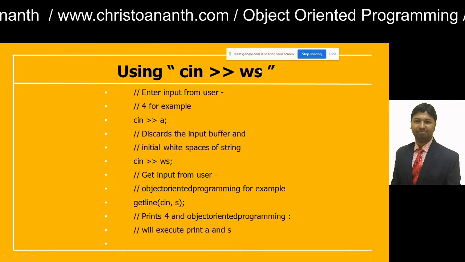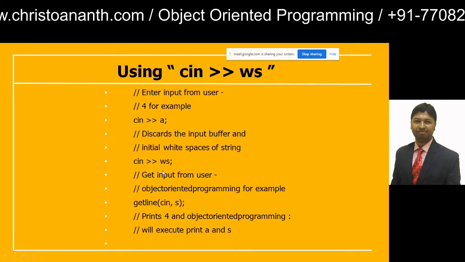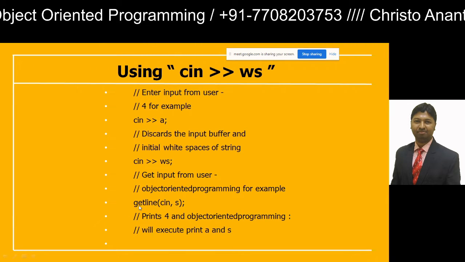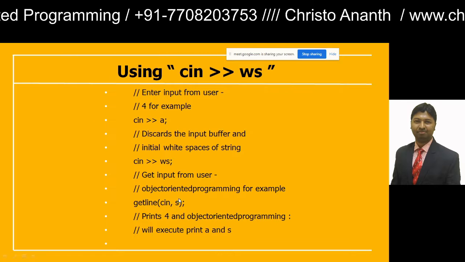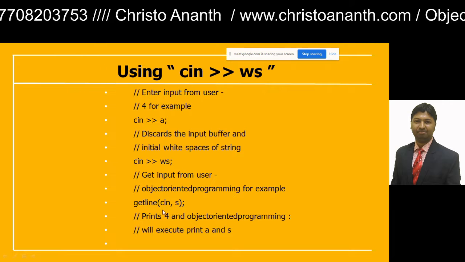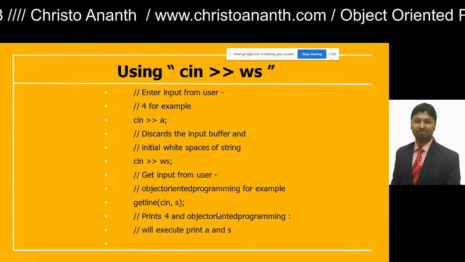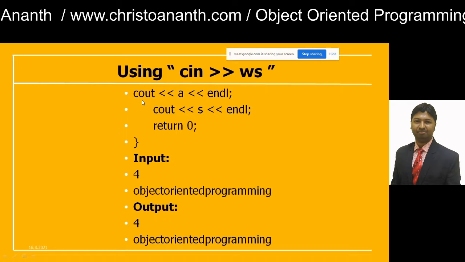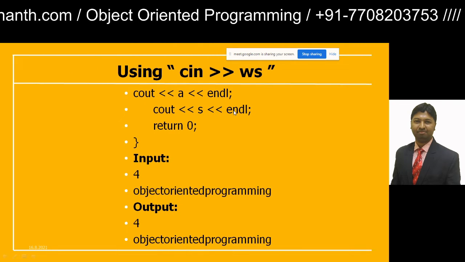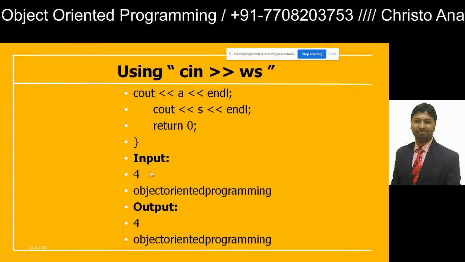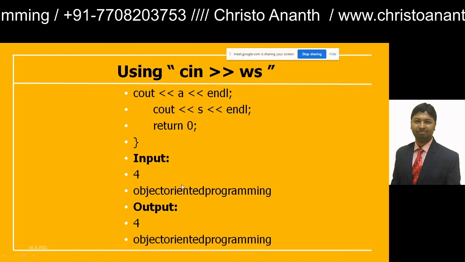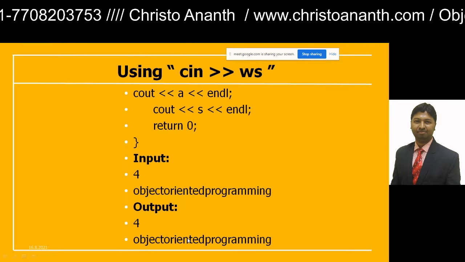So that's the reason you go for cin >> ws. And then afterwards you are going to get the input from the user. So getline cin, s. This string is actually the object-oriented program. And finally, it is going to print 4 and object-oriented programming. So that's the reason cout a endl and cout s between a and s. So if you are giving the input as 4 and then object-oriented programming, you are going to get the output as 4 and then object-oriented.